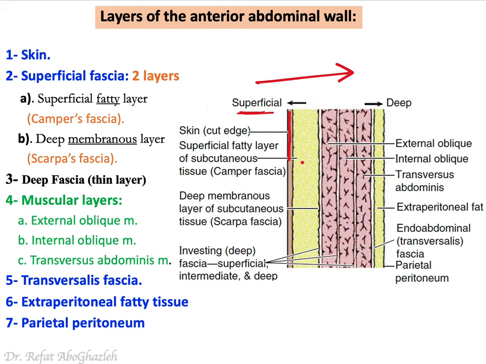Some of you guys have a lot of this fat under the skin, right? But anyway, always, most of the time in your body, below the skin, there is a superficial fascia. And the superficial fascia, guys, is composed of two layers. Under the skin you have the fatty layer, which is the superficial fascia. Look at it here. This is the superficial fatty layer, and there is another deep membranous layer. So, we have a fatty layer and a membranous layer.